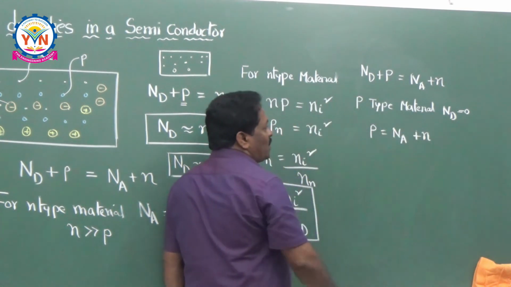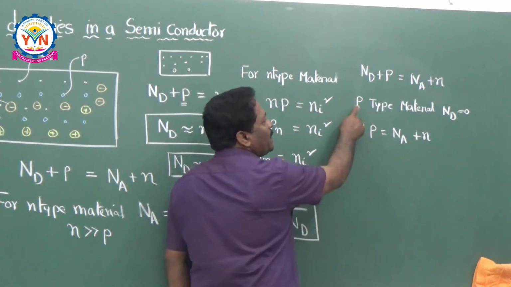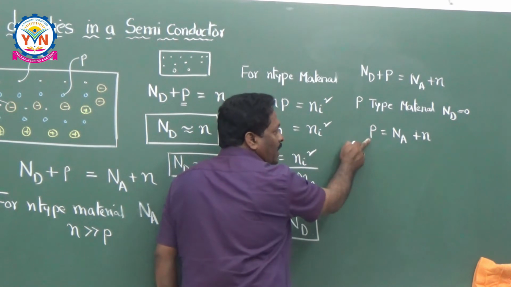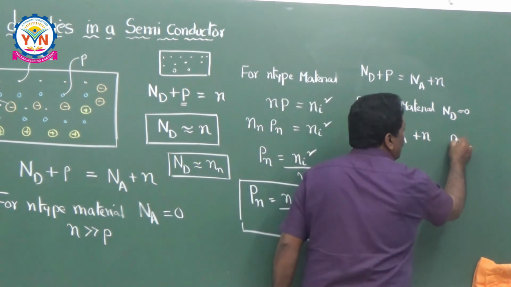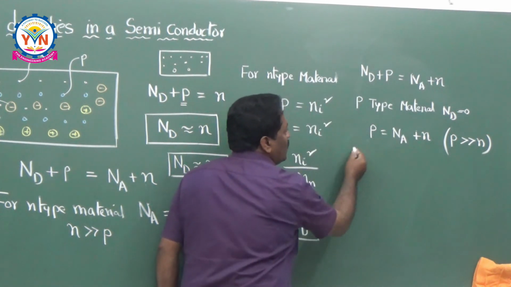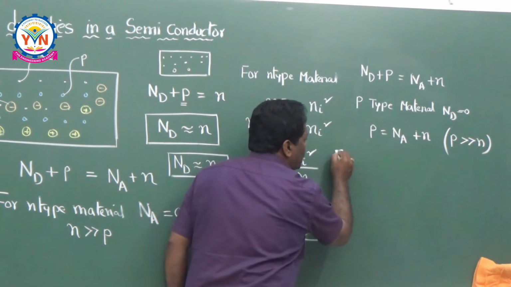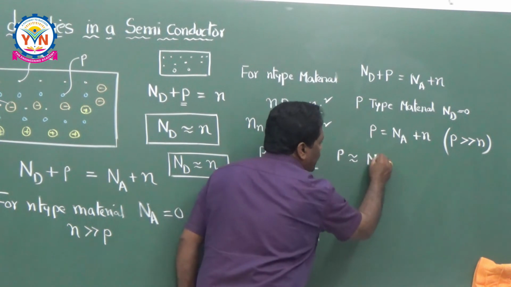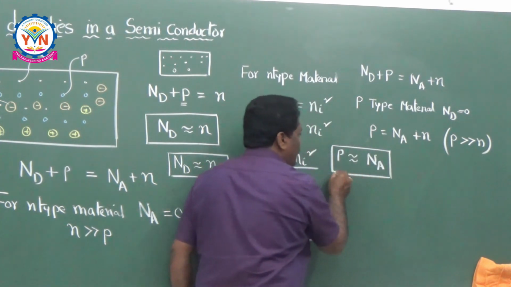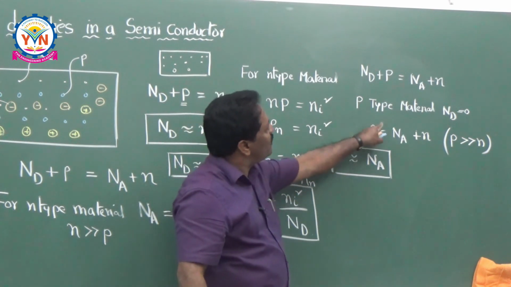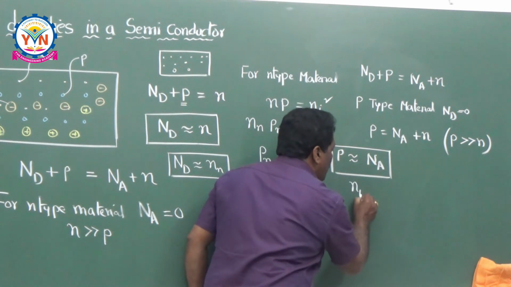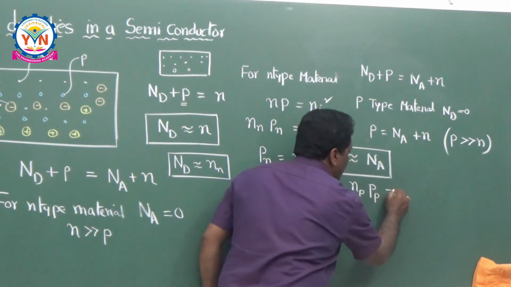And whenever you are using the process of doping, in P-type material, the majority carriers are holes. That means P is very, very high compared to the electron concentration. So P is very much greater than N. Therefore, I can say P is approximately equal to Na. This is the basic thing you have to use in your mass action law. So for P-type material, what is the mass action law? Mass action law is nothing but Np into Pp is equal to Ni square.